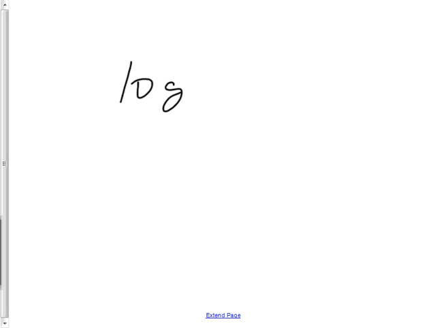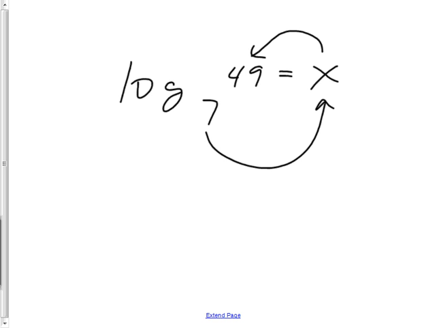So one more like that. Log base 7 of 49. What's the answer? 2, because you could write 49 as 7 squared, and the answer is going to be 2. You could do it the long way if you want. Equals x. 7 to the x equals 49. And then you could figure out that x must be 2.